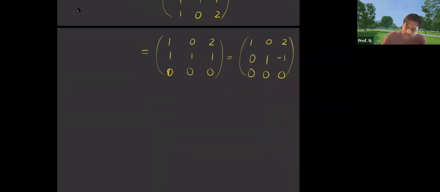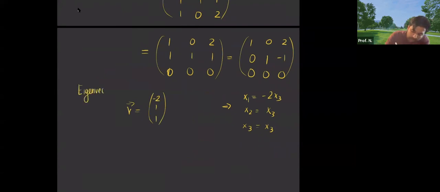And then I can solve. I got x1 equaling negative 2 x3, x2 equaling x3, and then x3 being the free variable. So then my eigenvector is negative 2, 1, 1, right? So that's the eigenvector associated with lambda equaling 1.